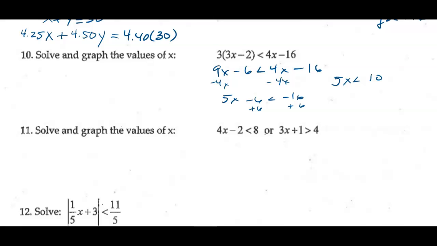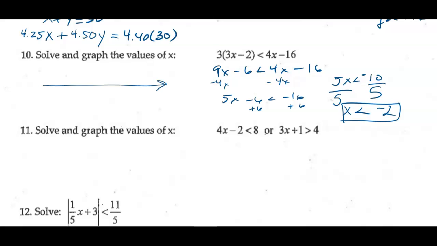The only time you have to stop and think about it is when you do this piece, negative 16 and 6 is negative 10. Am I dividing by a negative or a positive? If you're dividing by a positive, the inequality stays exactly in the same direction. If that 5 were negative, I'd have to turn it to x greater, but it's not.